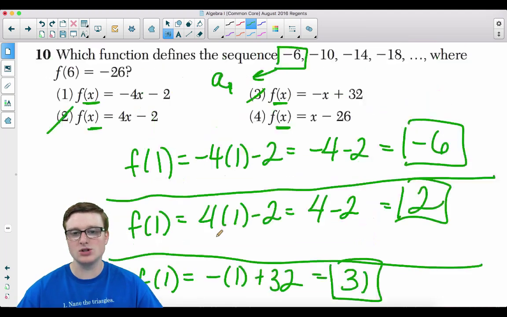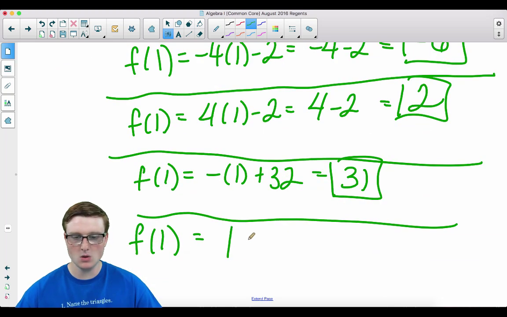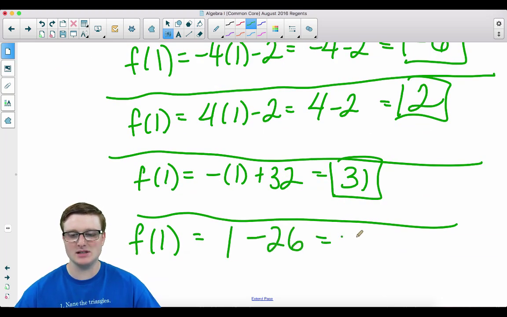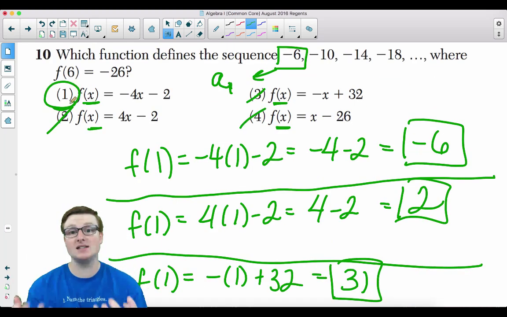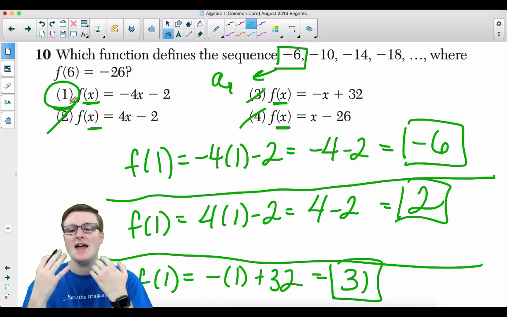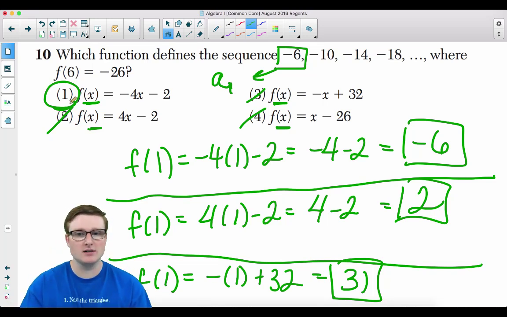F of 1 is equal to 1 minus 26. That is equal to negative 25. That makes no sense either. So your answer is going to be choice 1, just solely on the fact that you just found the first term, and it does match up to negative 6. So that's great. Perfect. Moving on to question number 11.